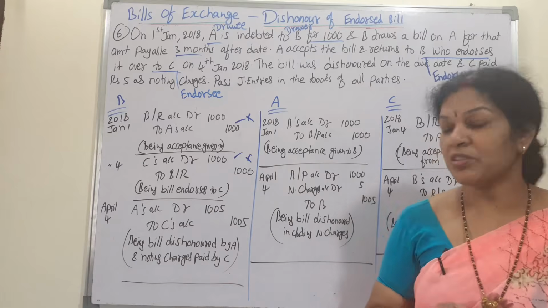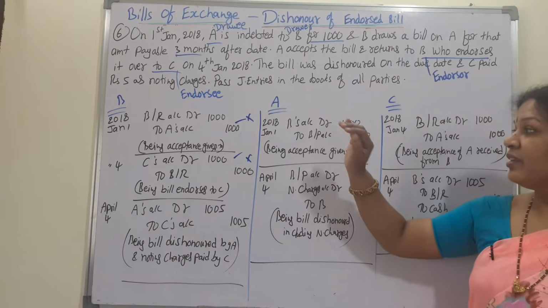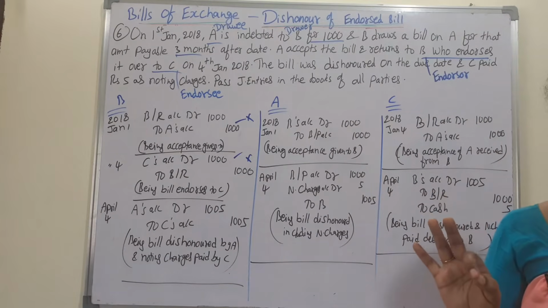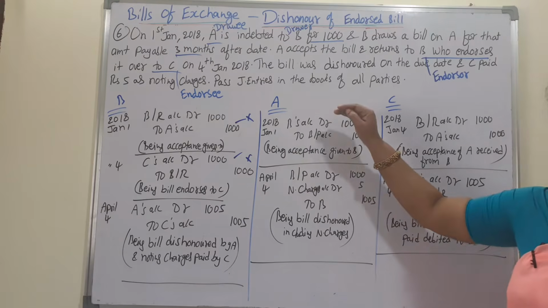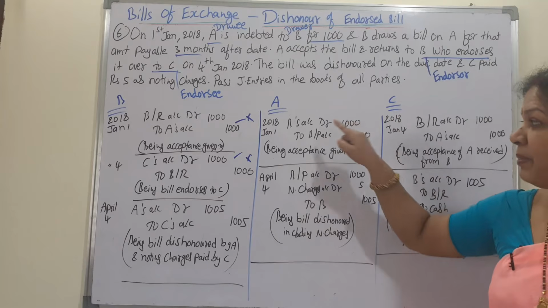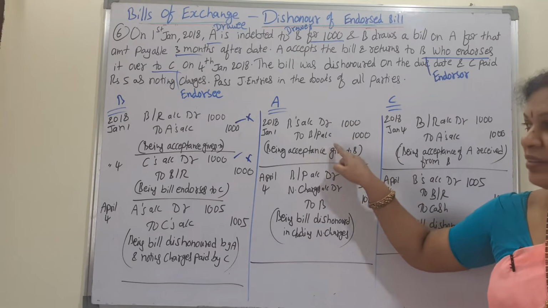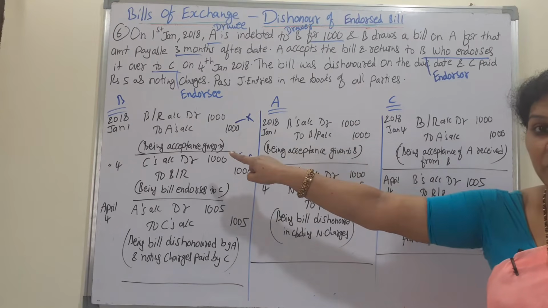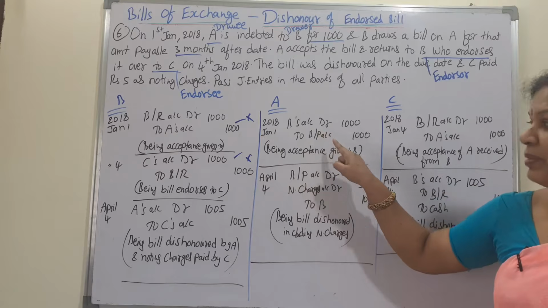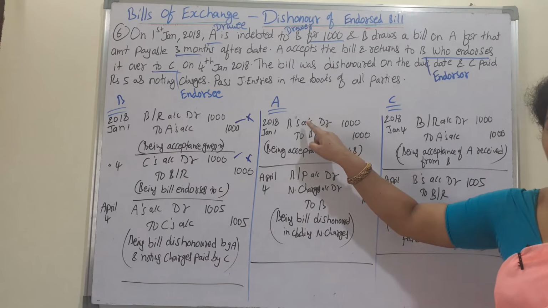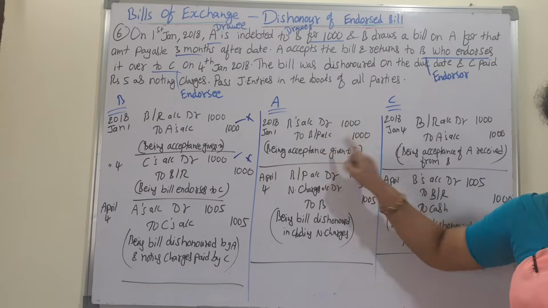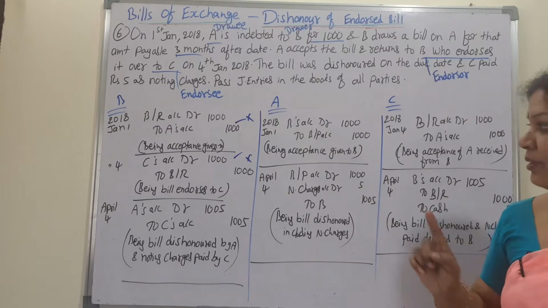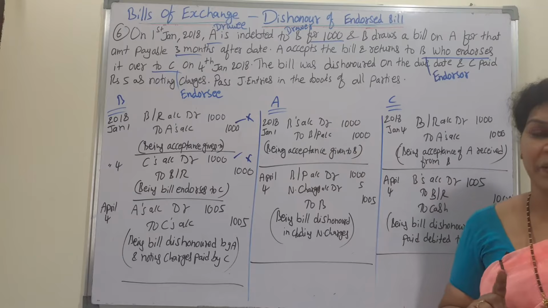Next we'll see in the books of the drawee. First thing is that the drawee is accepting that bill. When he is accepting that bill, it is for B. B's account debit to bills payable. There it was bills receivable debit to A; now here bills payable credit. To whom is he paying? To B. So B's account debit to bills payable. This is being acceptance given.